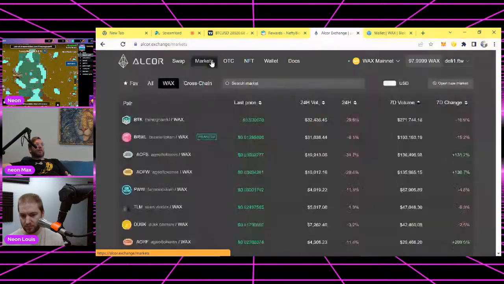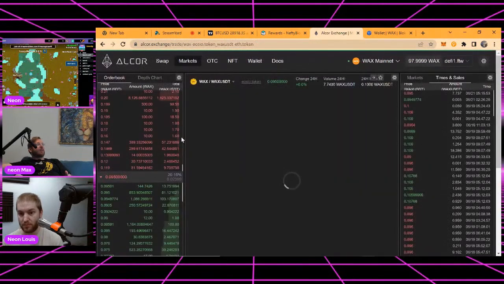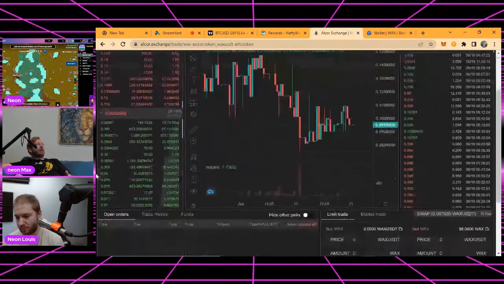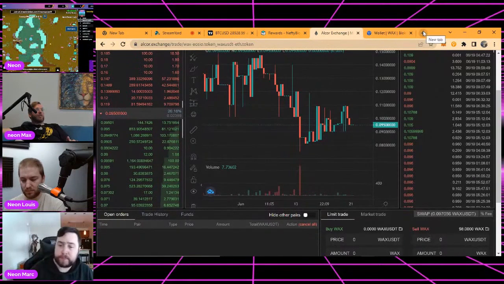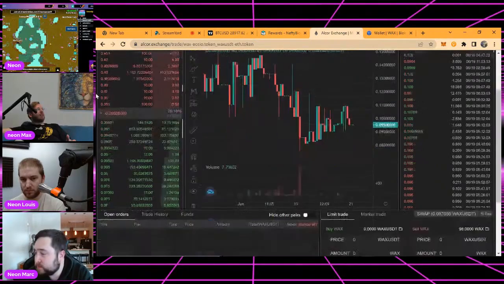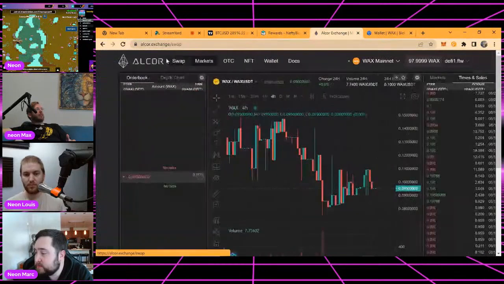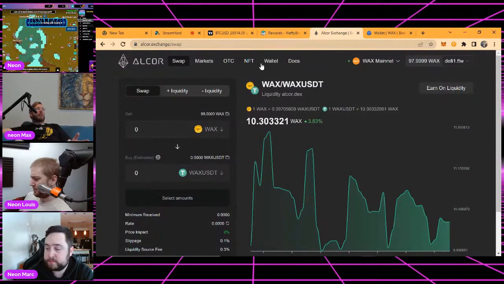I'm going to go back to markets, and then on cross-chain here, we can see USDT and Wax. Let's see what the current going rate is, 9.5 cents. That's a little bit more expensive than the swap, which was 9.4, I think. Or was that better? Let's try the swap one more time and see what it says. 9.7. Yeah, so it is a better deal to just go over to the market and buy it.